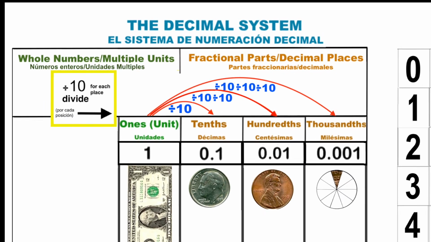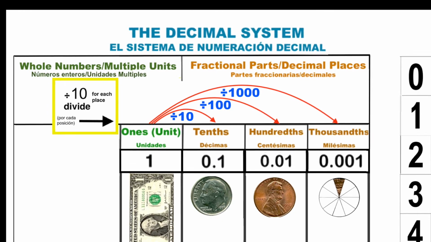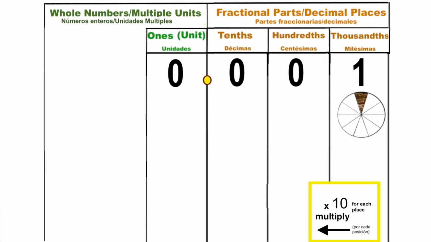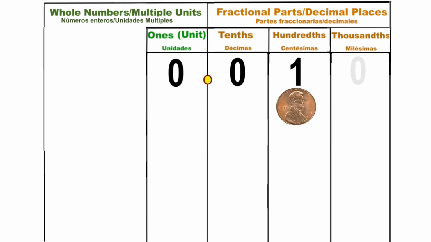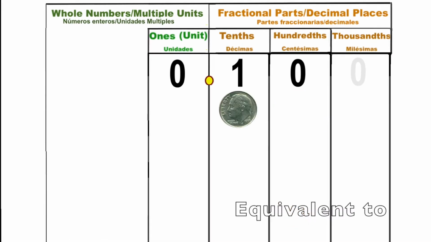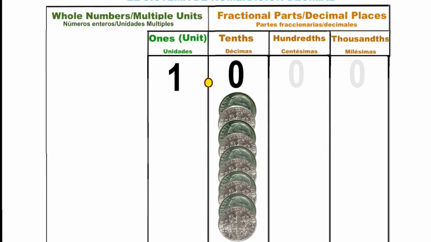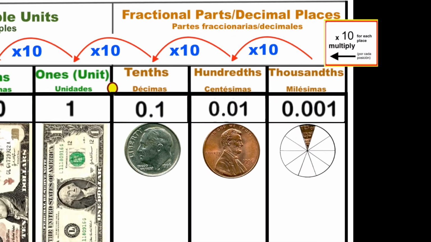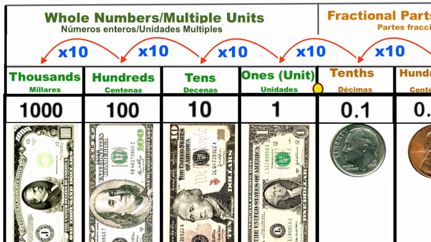Each place to the right has a value 1/10 of the place immediately to the left. 1 thousandth multiplied by 10 is 10 thousandths, which is equivalent to 1 hundredth. 1 hundredth multiplied by 10 is 10 hundredths, or 1 tenth. 1 tenth multiplied by 10 is 10 tenths, or 1. As we headed to the left, each place was 10 times greater than its immediate right.